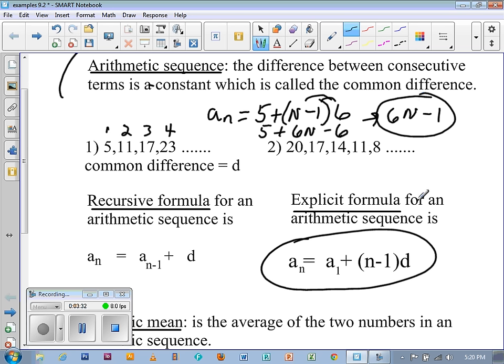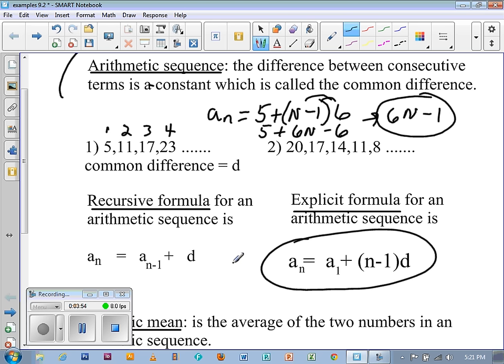Let's see if it actually worked. If I put 4 in for n, we should get 23. 6 times 4 is 24, minus 1 is 23. If I put 3 in for n, I would get 18 minus 1, which is 17. So you can see, basically, it does work for your sequence number 1. Now I'm going to hit pause.